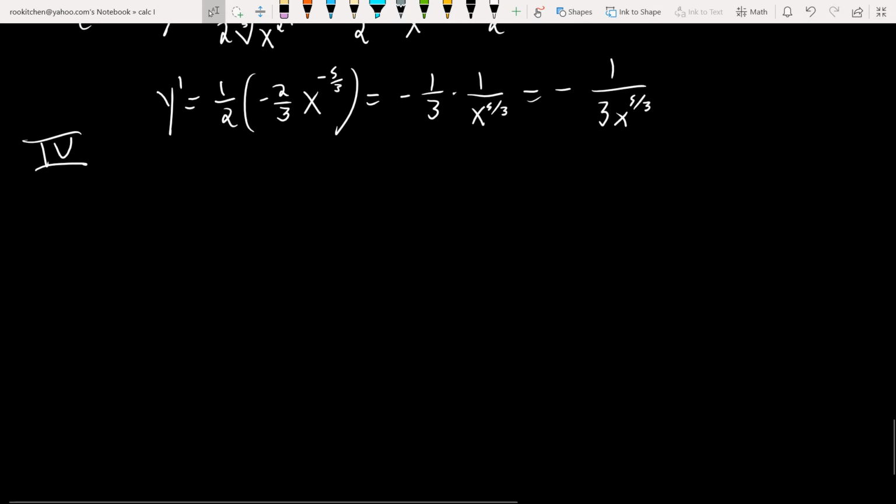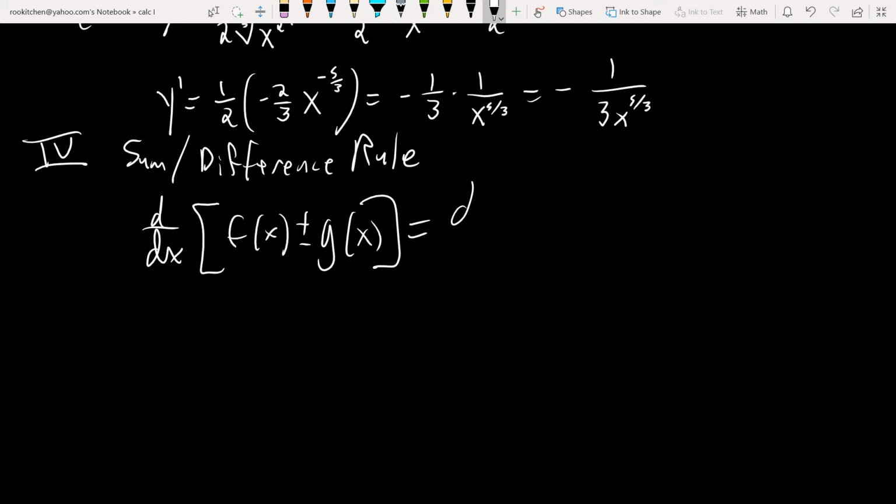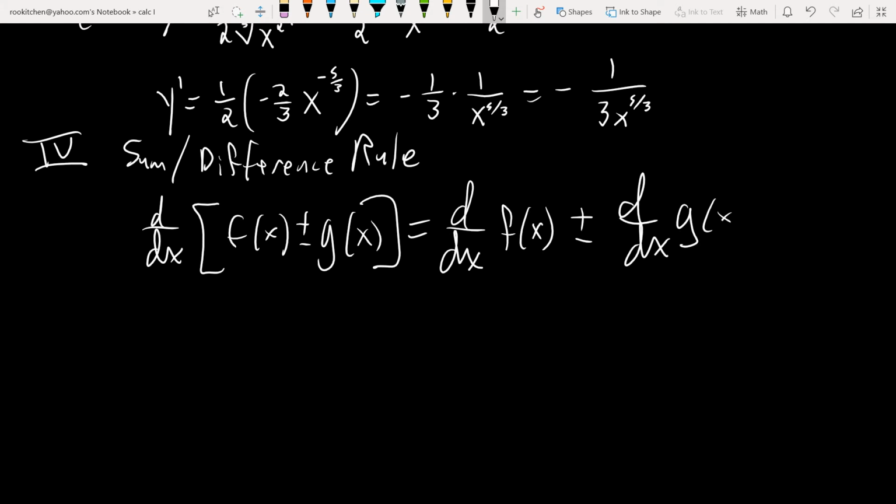Some other laws, again, that are kind of related to the limit laws. The first one, the sum and the difference rule. Basically, if you have the derivative of the sum of two functions or the difference of two functions, then that's equal to the sum of the derivatives or the difference of the derivatives.